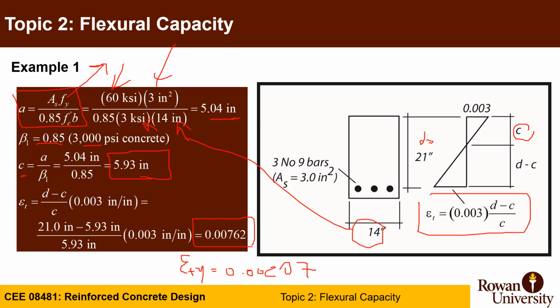Okay, let's just brainstorm. The less C that you're gonna get, the more strain you're gonna get in the rebar. However, the larger C you get, the smaller the strain.